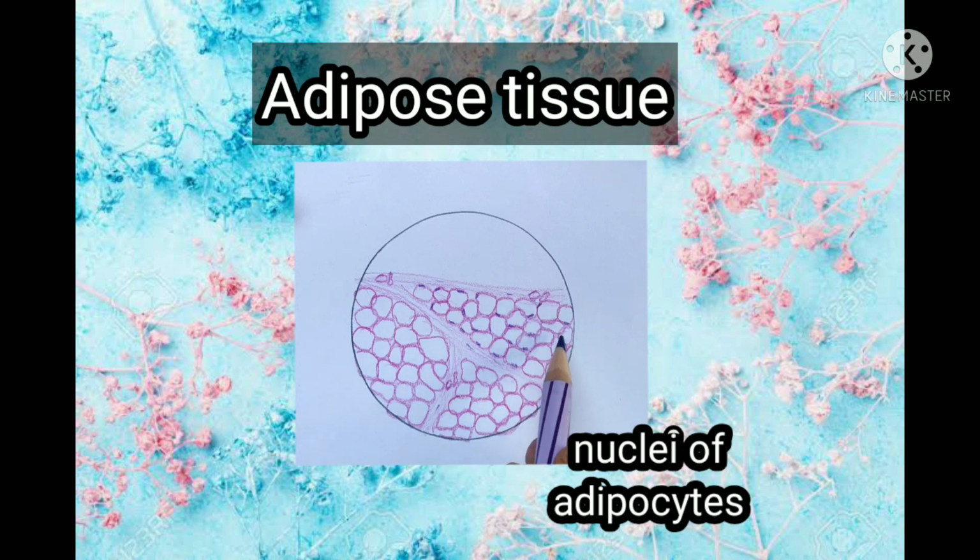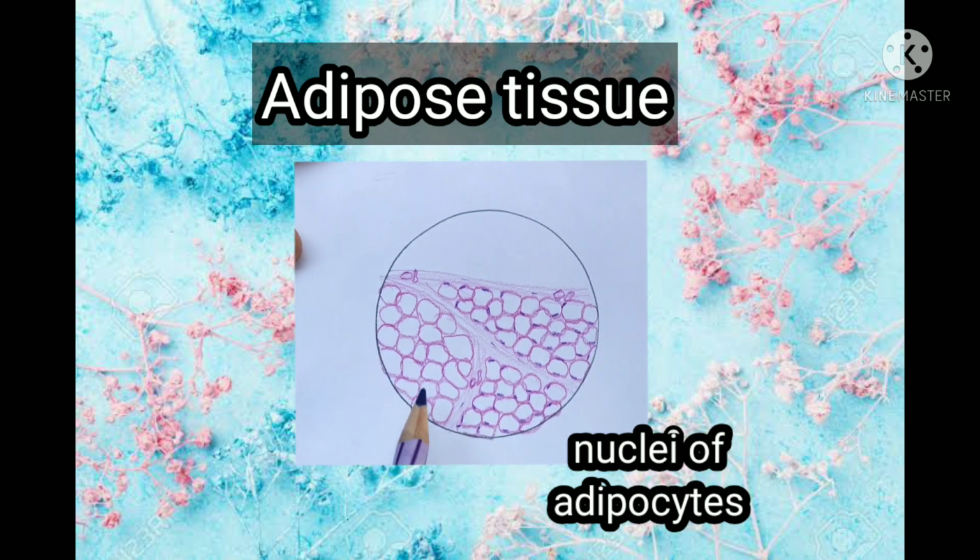So please keep the nuclei of the adipocytes flat and towards the periphery. Here don't shade the cytoplasm. The cytoplasm should be clear and empty, because the fat in it is dissolved while preparing the tissue.